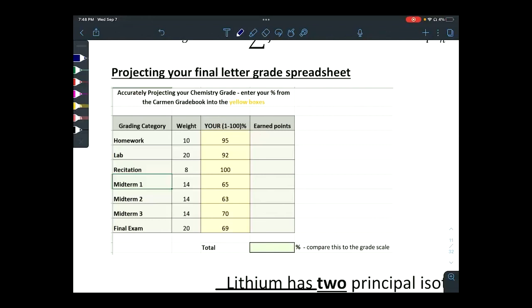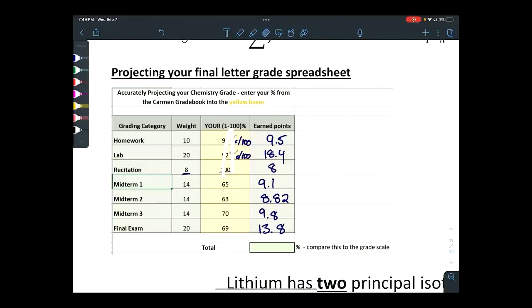So the proper way to calculate your grade here is that these are the percentage of the points you earned in each of these categories. So yes, you earned 100% in recitation, so you earned 8 percentage points going towards your final grade. So if you take all of these percentages, all right, they're fractional percentages, and multiply to get the earned points, what you'll see in this first category, you've earned 9.5 points of the total 10 points in homework there. If you multiply 20 times 0.92, you get how much? You get 18.4 points. You get all the points in recitation. And what you see here, the values you get, so 9.1, 8.82, the next one is 9.8, and the final, if you earn 69% of the 20% weight, you earn 13.8 points.